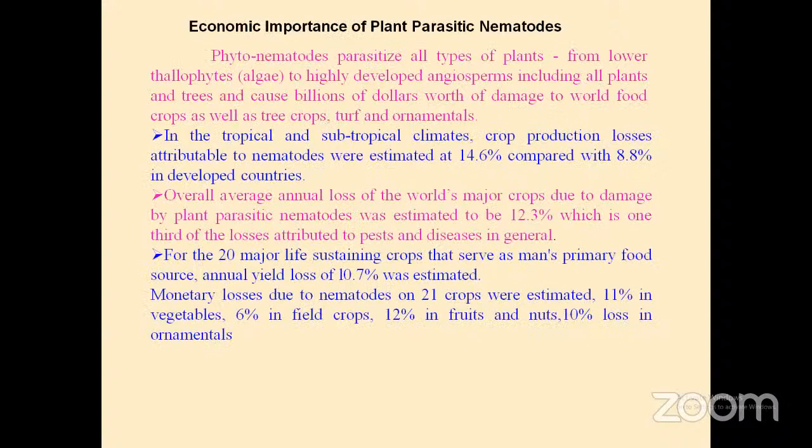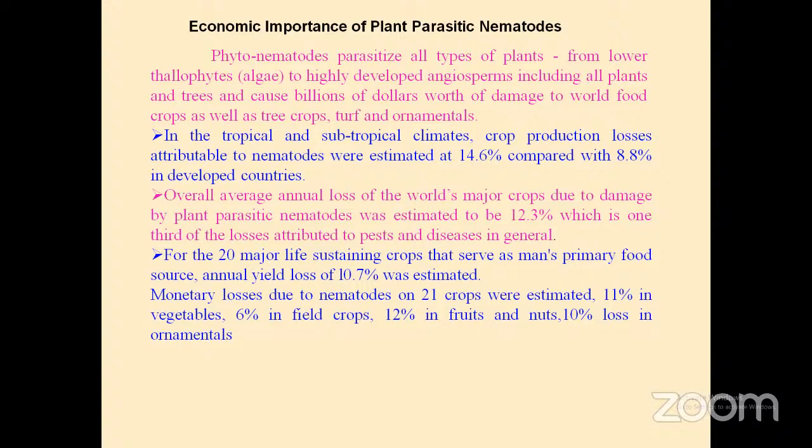What is the purpose of learning about nematodes? These nematodes parasitize all types of plants. Since we are horticultural faculty, we are more oriented towards horticultural crops. But these nematodes will parasitize all plants, including weeds. They will parasitize from lower fungi to higher plants, causing damage to both agricultural crops and horticultural crops.